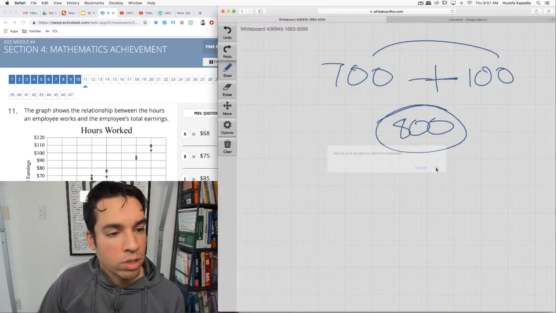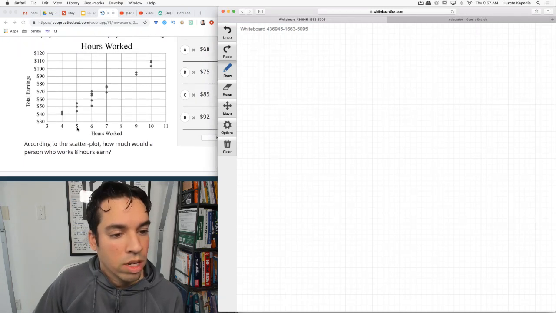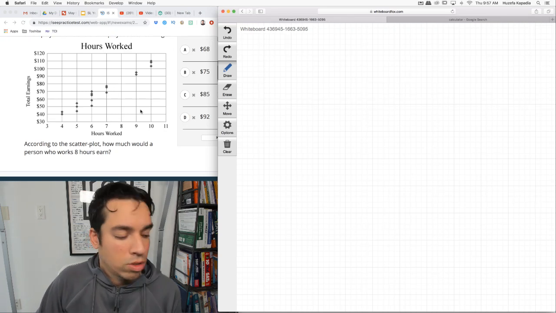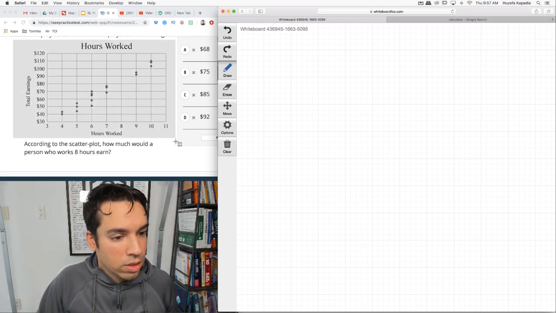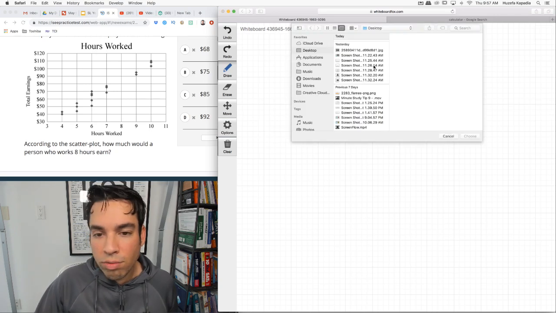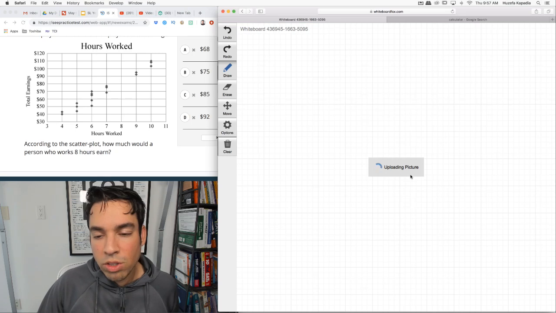The graph shows the relationship between the hours an employee works and the total earned. Okay, according to the scatter plot, how much would a person who works 8 hours earn? Okay, 8 hours. This is like where we're doing a line of best fit, essentially, because we're estimating. The thing is, don't get thrown when you're like, hey, wait a minute, there's no data at the point of 8 hours, right? That's where it might be confusing.